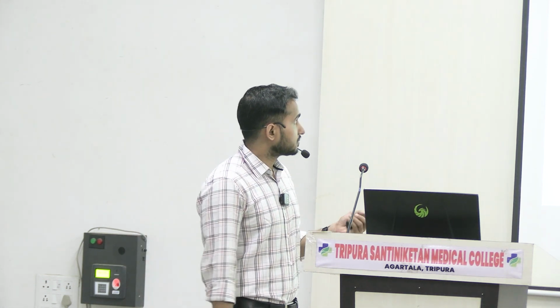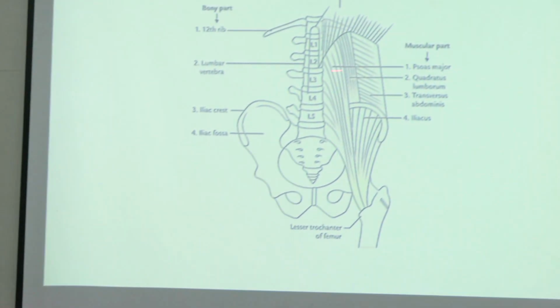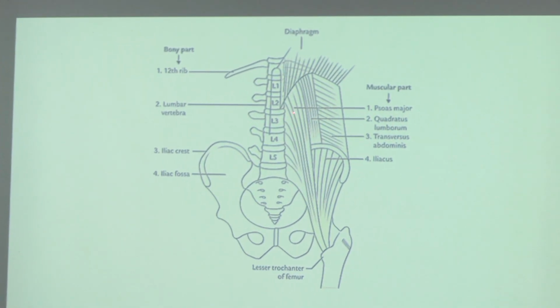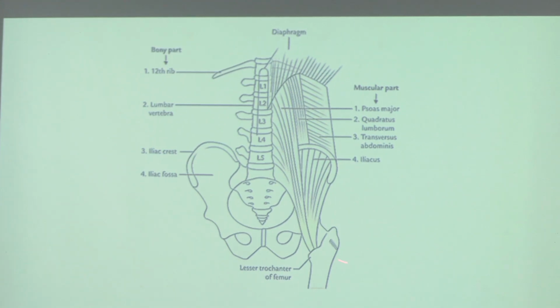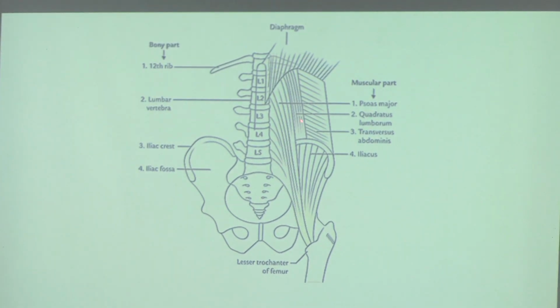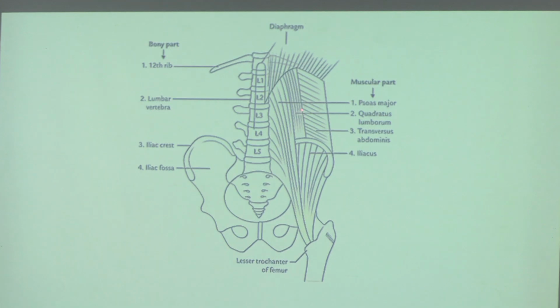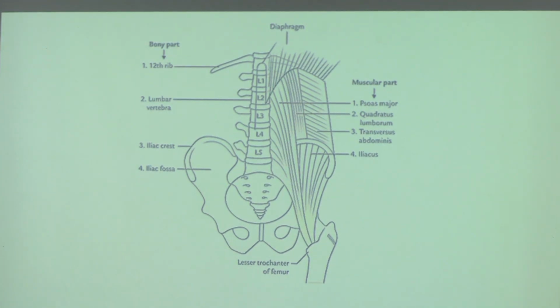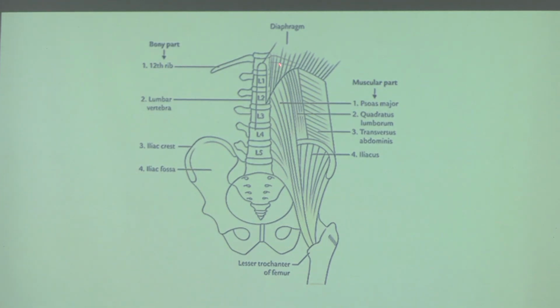Let me show you a diagram. Yeah, so this is the diagram. As you can see, first this is the psoas major muscle. Then here you can see the iliacus muscle. Then if you go more laterally, you can see the quadratus lumborum muscle. And here you will get the diaphragm. As you can see, these are the fibers of the diaphragm, or the respiratory diaphragm.